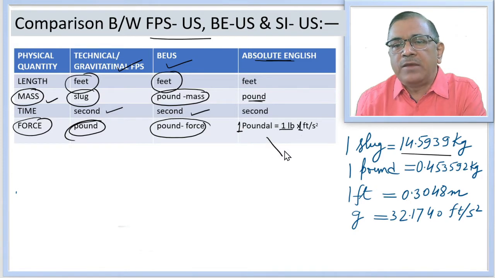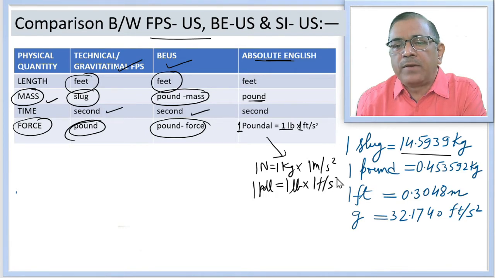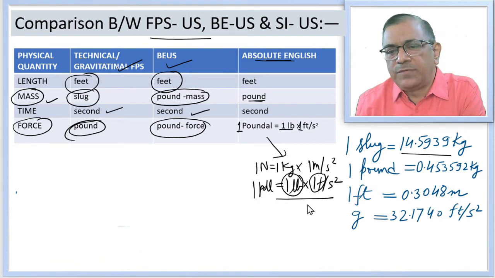This is in line with the SI unit system, where 1 Newton stands for 1 kg multiplied by 1 meter per second square. Here the symbol for poundal is PDL. 1 poundal is equal to 1 pound multiplied by 1 feet per second square. By substituting the value of pound in terms of kg and the value of 1 feet in terms of meter, we can express poundal in terms of Newton.